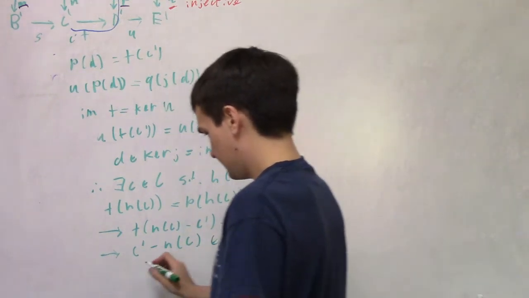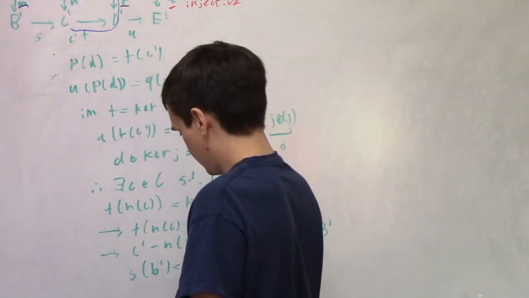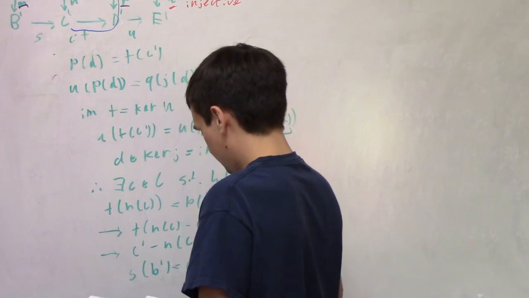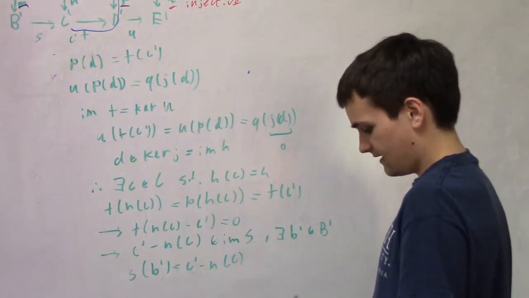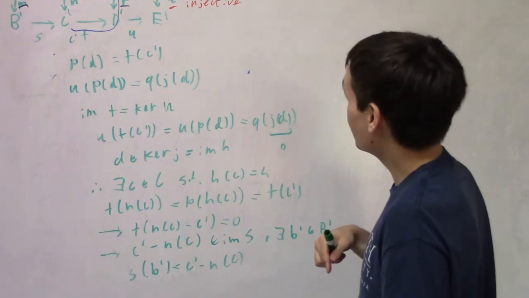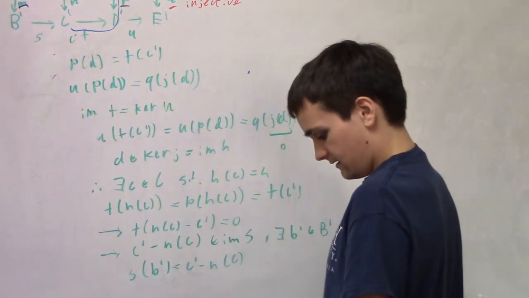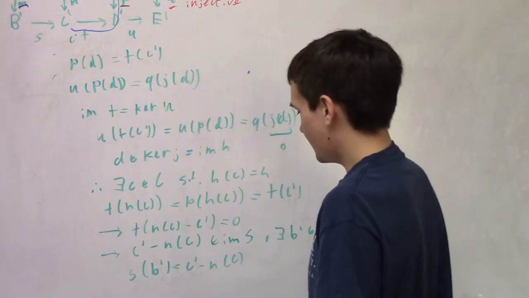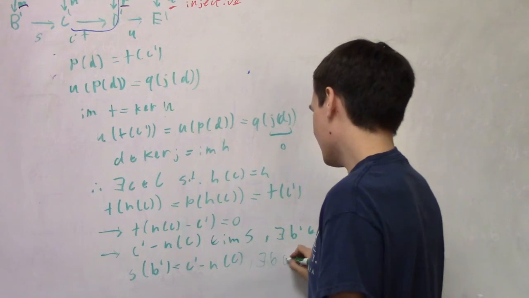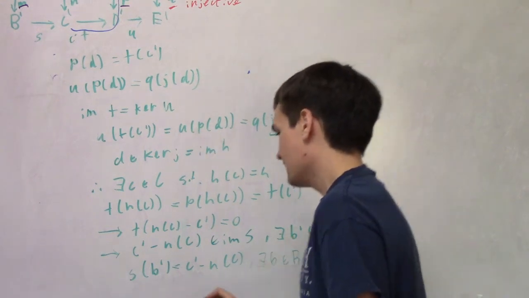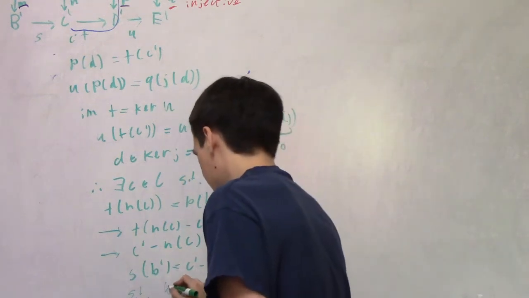So, such that S of B prime equals C prime minus N of C. Yeah, that's it. I skipped ahead one line. Now, since M is surjective, there exists an element B. Oh, so you can write B prime as M of B. Is that the idea? Right. Okay.